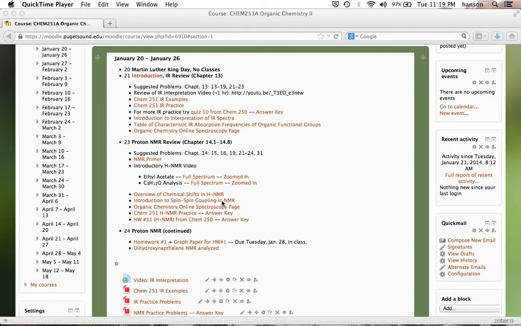And then I have a link to an online organic chemistry spectroscopy page, which has some practice NMR and some other practice NMR problems down below.